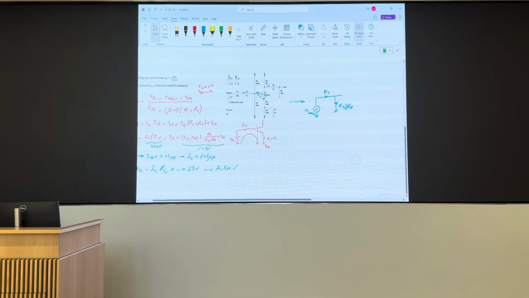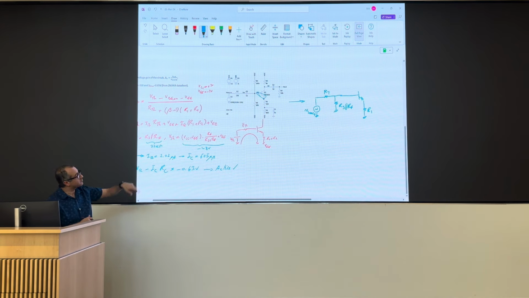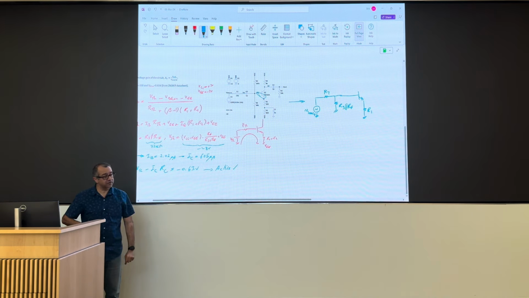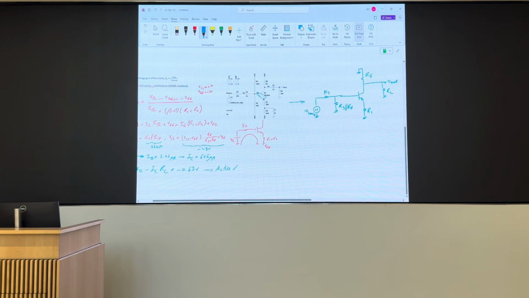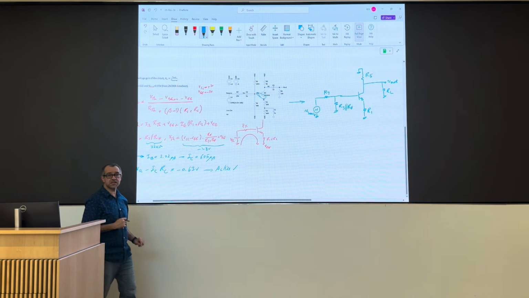Okay? Then it's my transistor. In here I have only R1 because R2 is bypassed. And on top of it I have R5 to ground. Then I have R. Okay? So I call this the AC circuit.